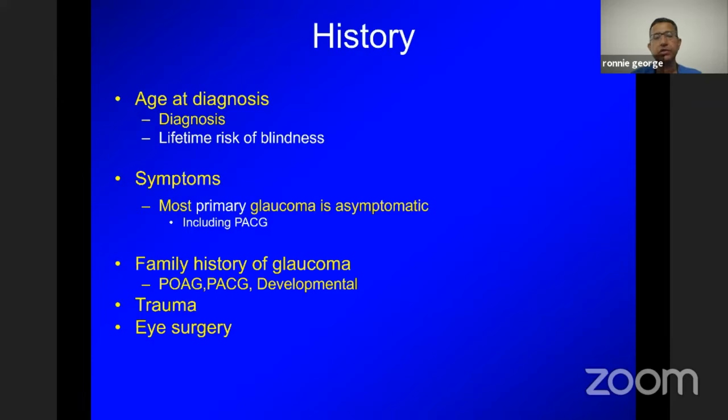Your age at diagnosis will tell you whether it is more likely to be a developmental or a secondary glaucoma. Don't forget that most primary glaucomas are asymptomatic, including angle closure glaucoma. So if your patient has symptoms such as pain, headache, and other things, look for an acute glaucoma or look for a secondary cause. Always ask a history of trauma and a history of eye surgery. And of course, a family history is always helpful because that could also help you to assess which type of disease it is.